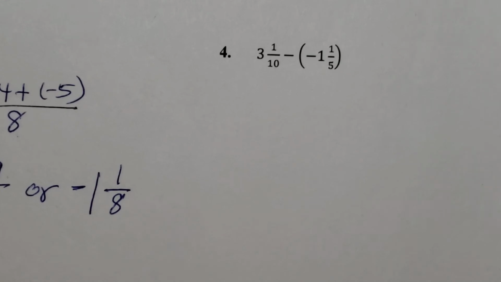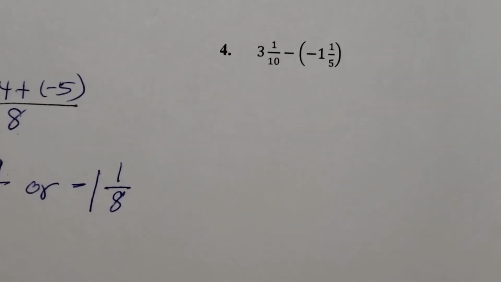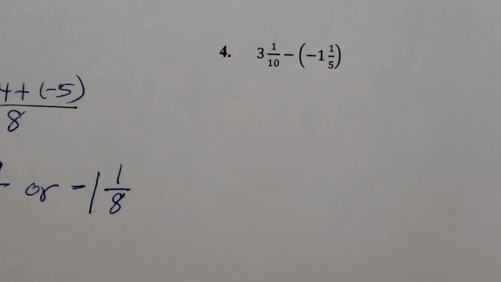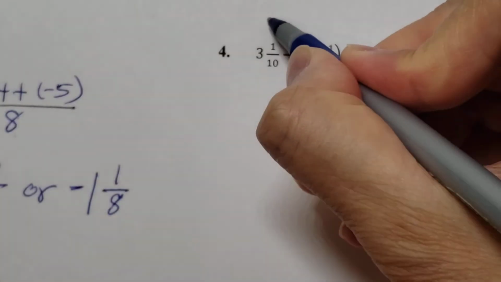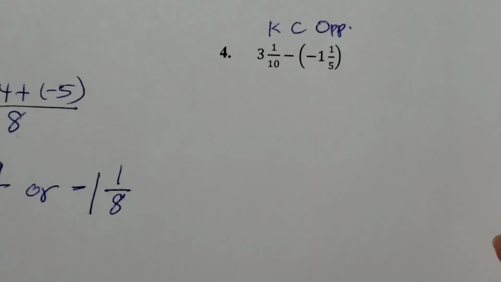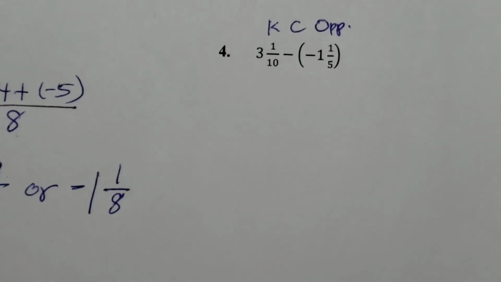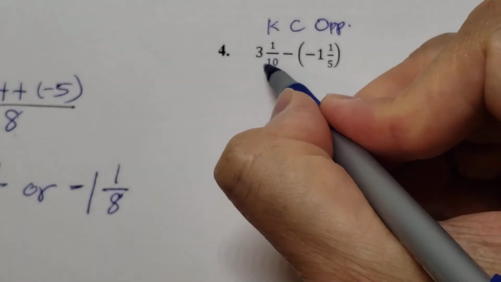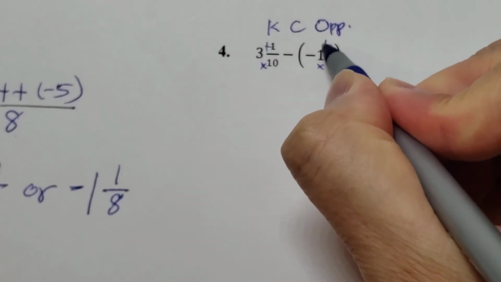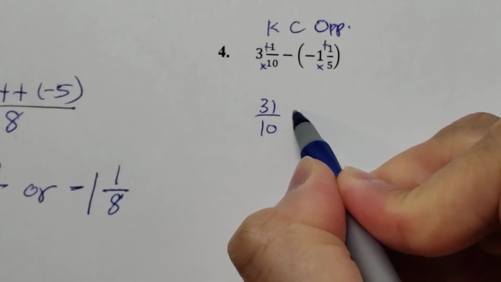Number 4. Let's try this out. So 3 1/10 minus negative 1 1/5. Now we know if it's a double negative it equals positive. Okay, so keep, change, opposite, because subtracting is the same thing as adding its opposite. So we change it into an improper fraction first. Times a plus, times a plus. There you go. 10 times 3 is 30, plus 1 is 31/10.